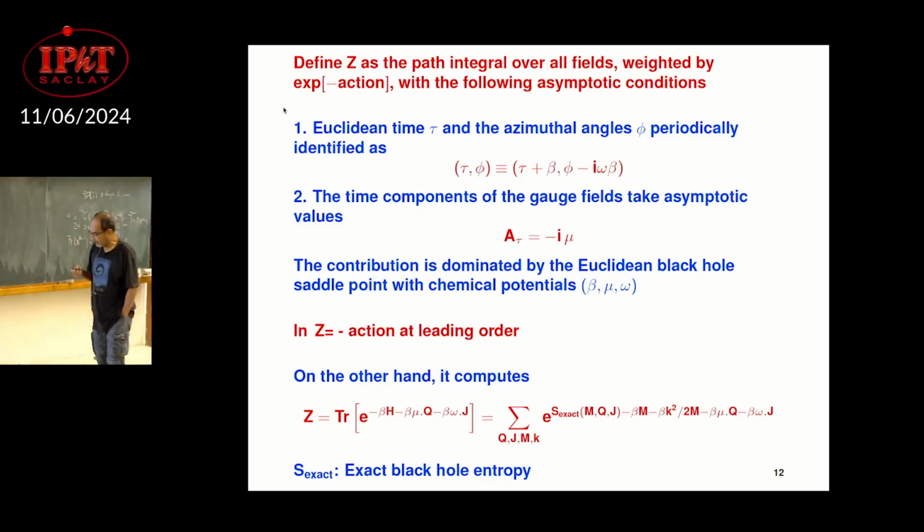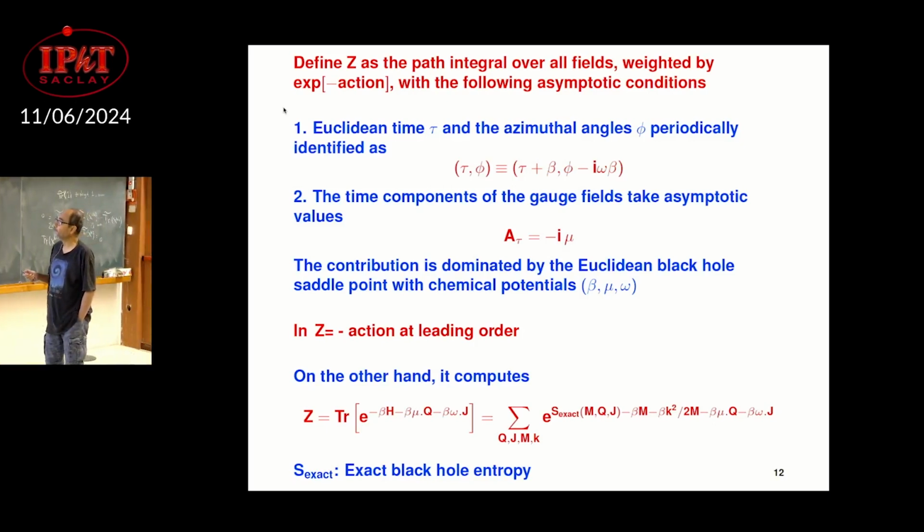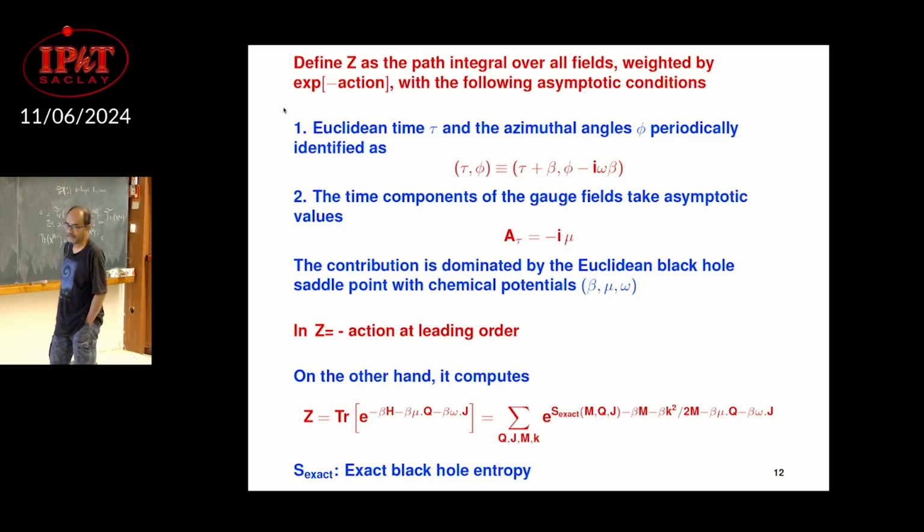Okay. So you define the gravitational partition function as a result of the path integral over all fields weighted by exponential of minus action, standard path integral. But we subject it to the following asymptotic boundary conditions. And this is where the chemical potentials that I introduced will come into play, because they are the ones which set these asymptotic boundary conditions.